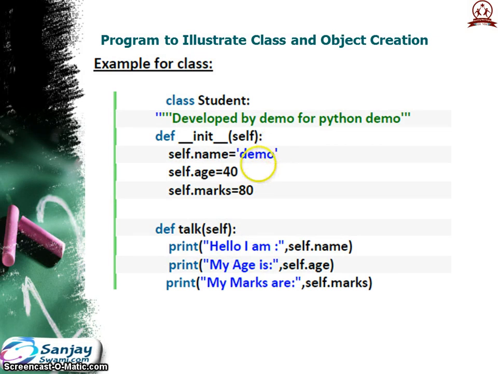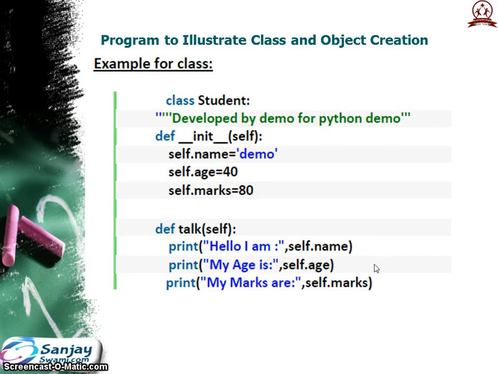Let's see one more example of creating a class and objects. Here you can see I have used a variable self. Self is the default variable which always points to the current object, like the this keyword in Java. By using self, we can access the instance variables and instance methods of an object.